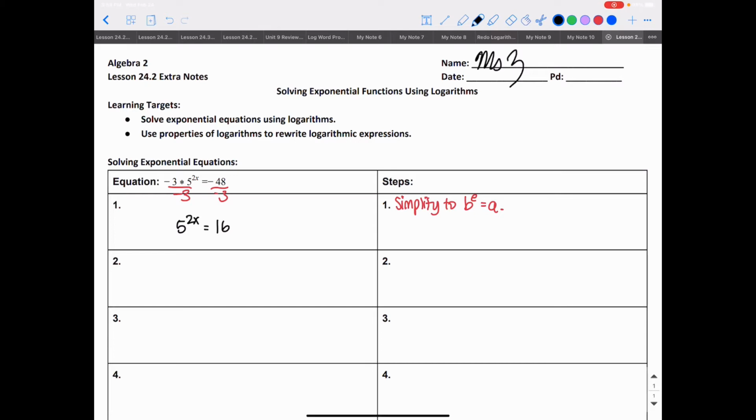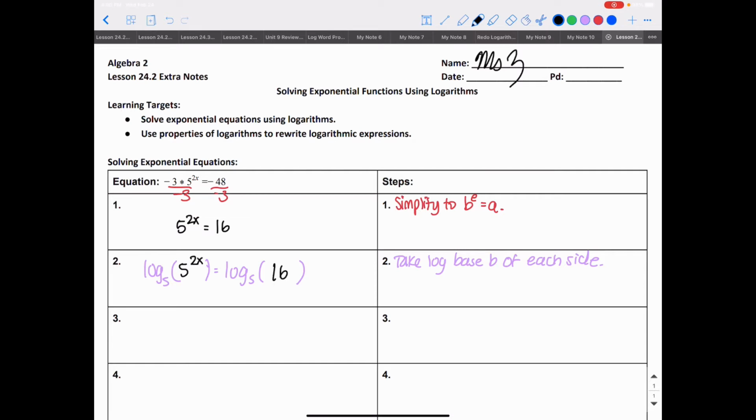The next thing I'm going to do is, in the last video, we talked about taking the common logarithm of both sides. What we could also do is take log base b of each side. So I could take log base 5 of both sides, since this base is 5. And then I'll have log base 5 of 5 to the 2x power is equal to log base 5 of 16.